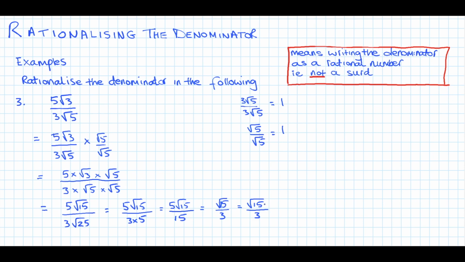So that's the topic there. Rationalise the denominator. You look at what the surd is in your denominator, and you're multiplying by 1, except you express 1 in the last case here as root 5 over root 5.